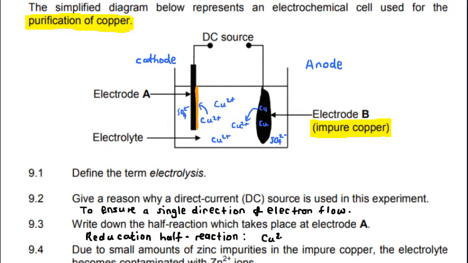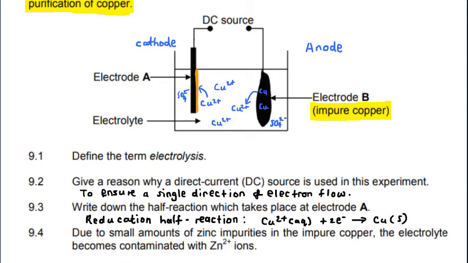Okay, that's the copper 2+ ions that are in solution. They gain 2 electrons at the cathode surface and they become solid copper.